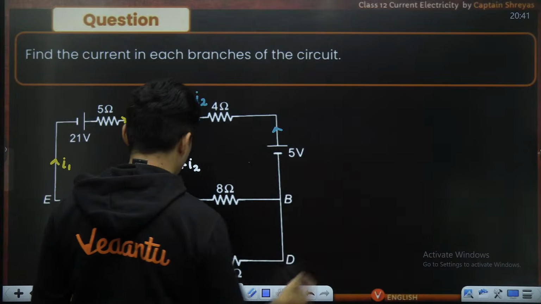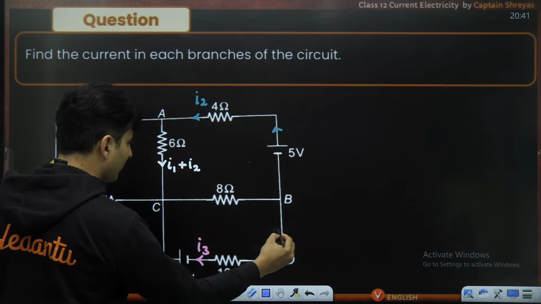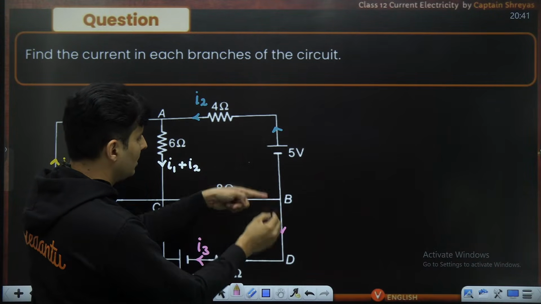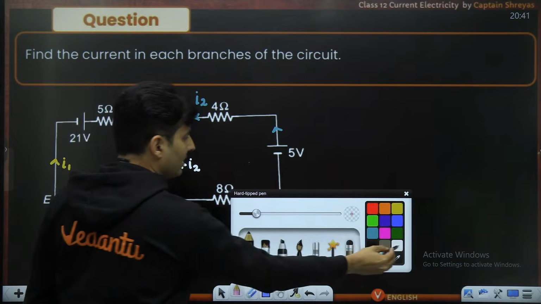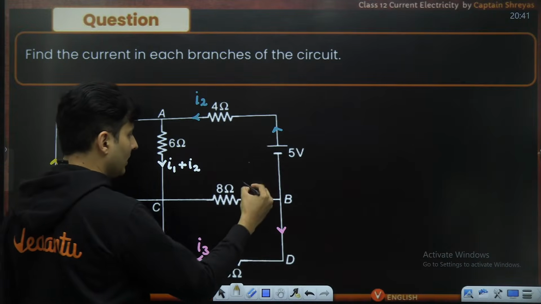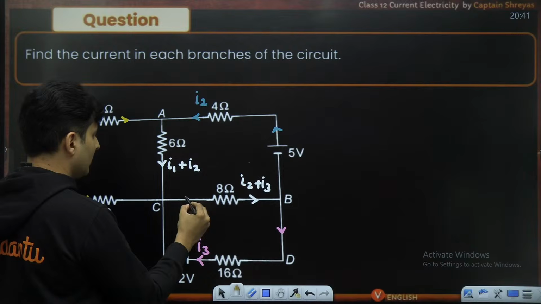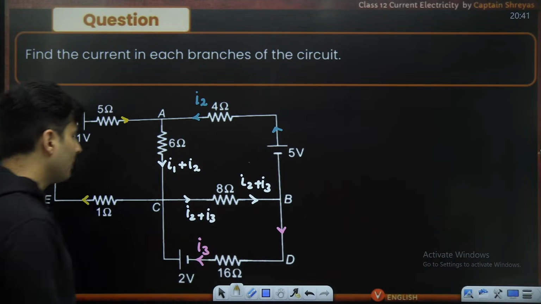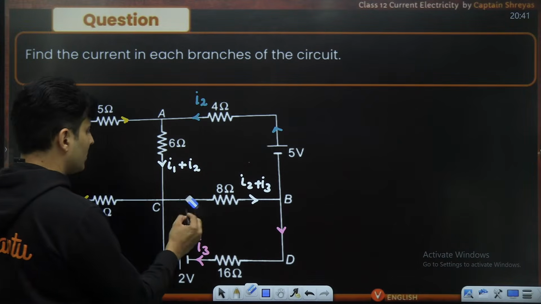And similarly, let's assume some current over here. Let's assume it as I3. That same current will come here. So from this branch, two currents are going out, I2 here, I3 here. So obviously the current which is going here will be this and this together, which will be I2 plus I3 like this. So that same current is going here also, I2 plus I3. Okay, fair enough. These are the currents going in every single branch.